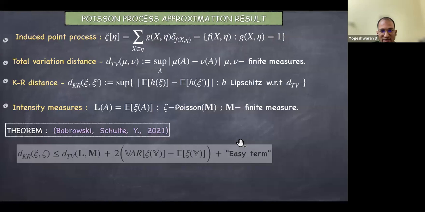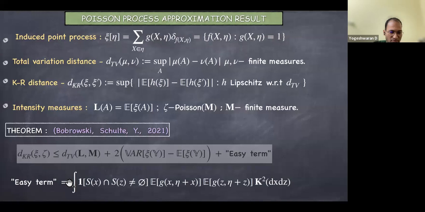So the easy term, you can see, is where the closed set S comes into the picture. Up to this point, S was not in the picture at all. It is there in the calculation, but not in the final bound. So your S is in the picture now. The easy term is that for any pairs X and Z, you consider those pairs for which S_X and S_Z intersect each other, and then compute the expectation of the product.